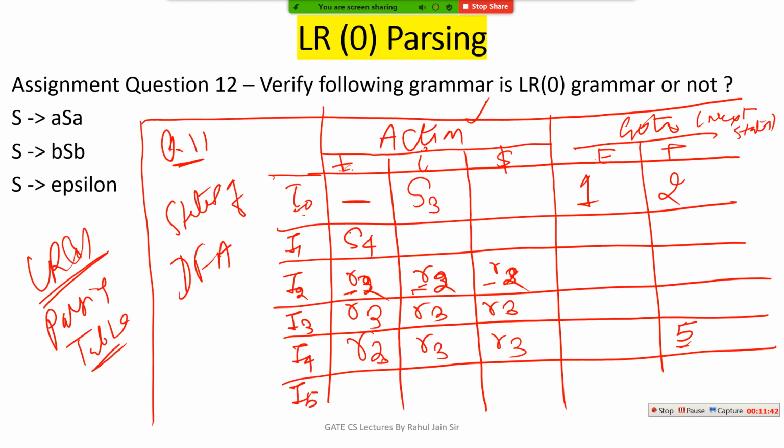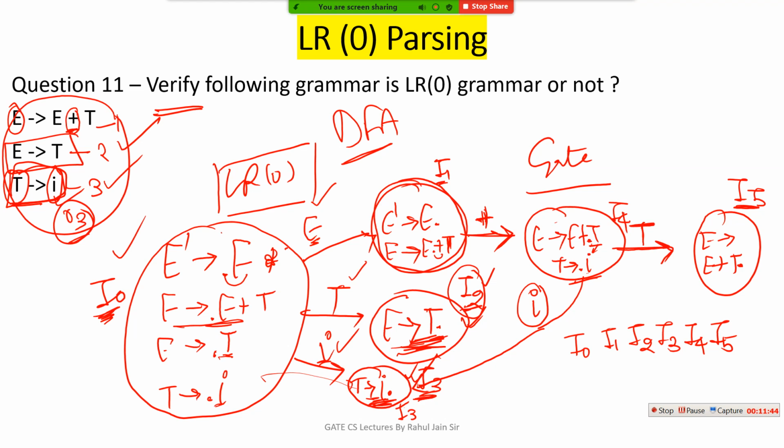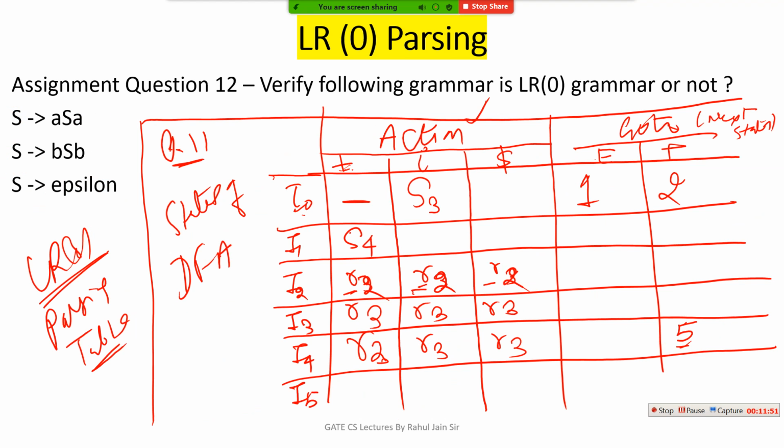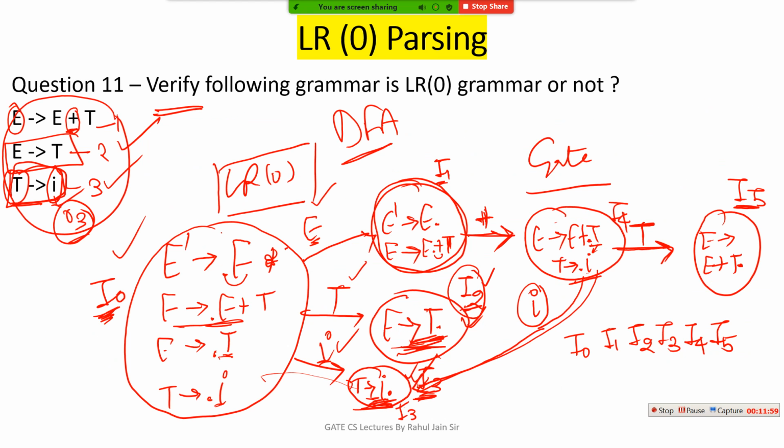Why have I again mentioned R3, R3, R3? Because this third equation, T derives i, is again reduced. That is why I have mentioned R3 in the action part of this table. Now I am only remaining with I5. In I5, if you observe, I am reducing equation number 1, that is R1 on I5.